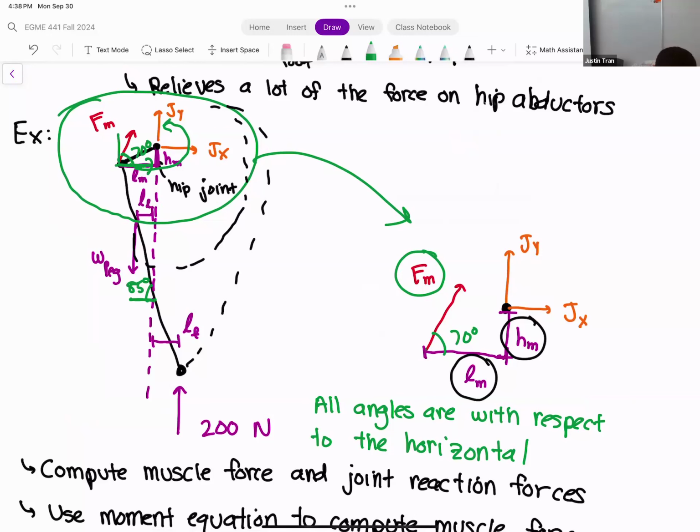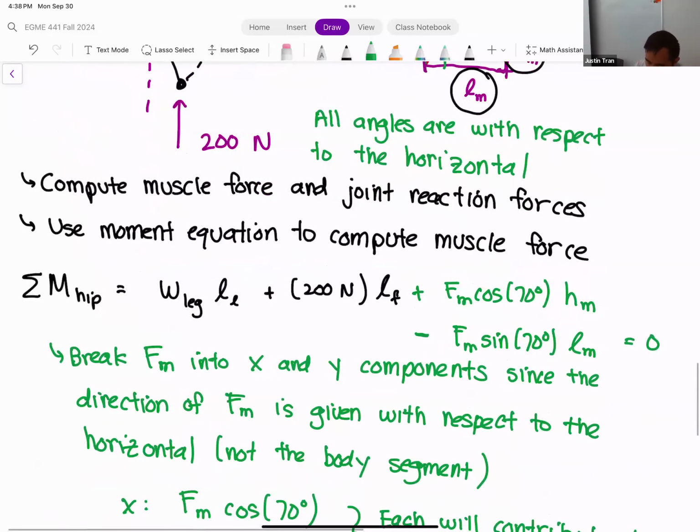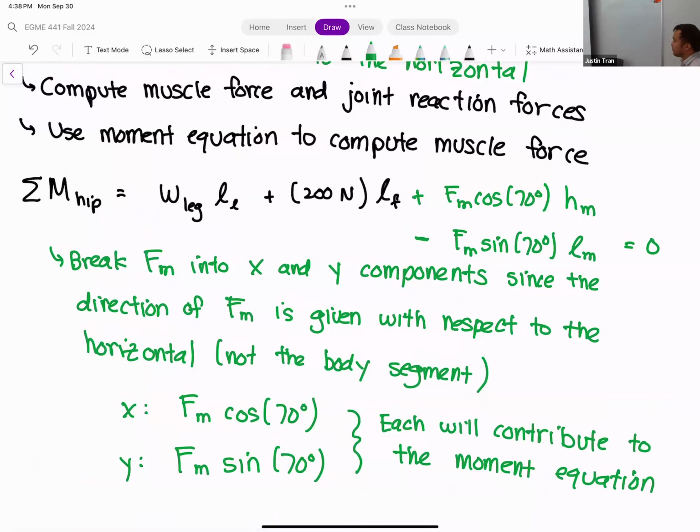Okay, and so if we draw the vertical component of FM right here, right? And we trace that around the joint itself, we can see that's going in the clockwise direction. Okay. And so by being clockwise, that sign right there is going to be negative. Okay, so that is our moment equation here. The way we formulated it, there should only be one unknown, which is the muscle force, which we can solve for from this equation. Okay. Any questions on this?